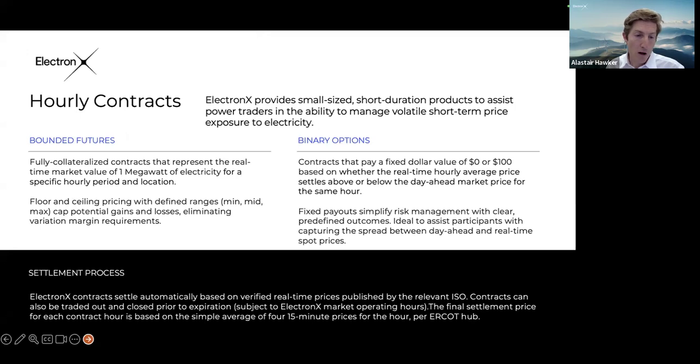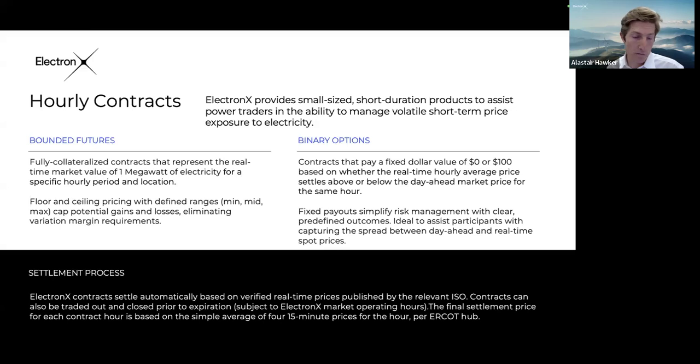We offer two types of products, bounded futures and binary options. Bounded futures are unlevered futures products with a contractual floor and cap price. We provide 3 different variants of those. These settle based on the real-time wholesale power prices for the hour as published by the ISO. We support these for major trading locations in each ISO.